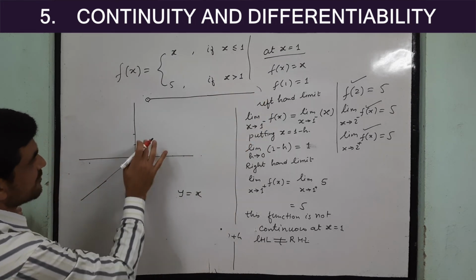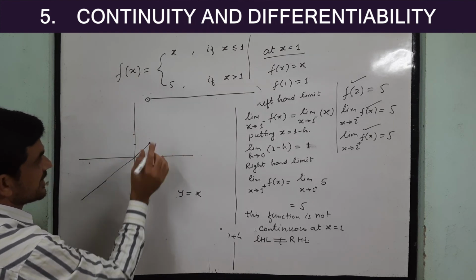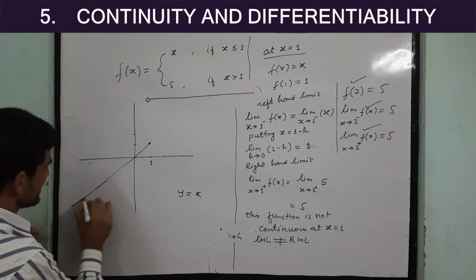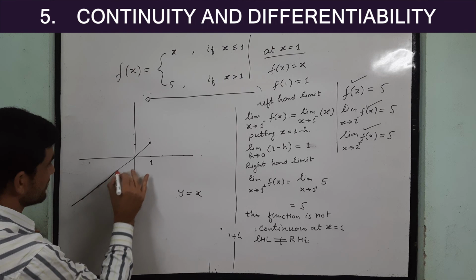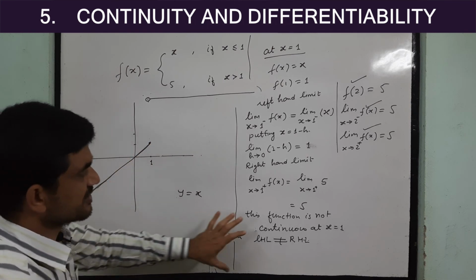Just see, at 1 only the function is broken up. Okay, the breaking line here. Your plane is not continuous. When you want to draw this graph, you have to move the plane up to here, which means at point 1 we saw it is not continuous.